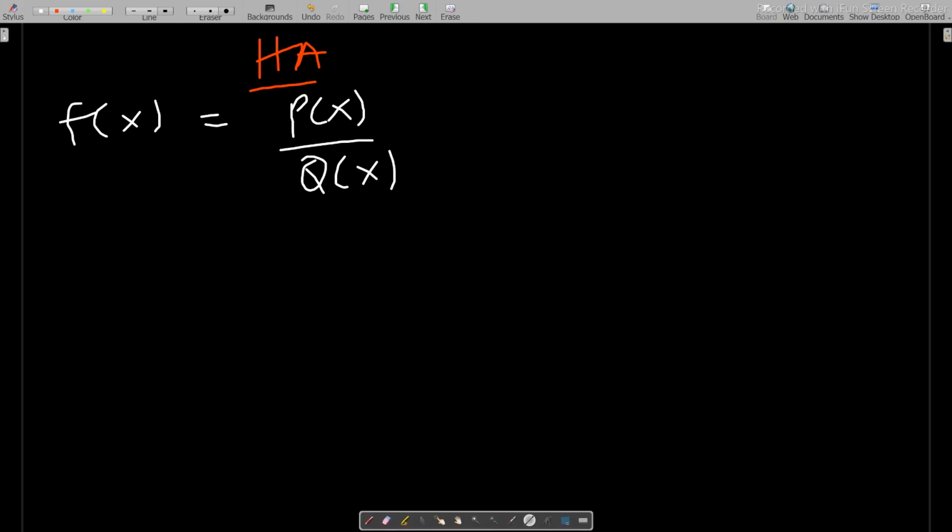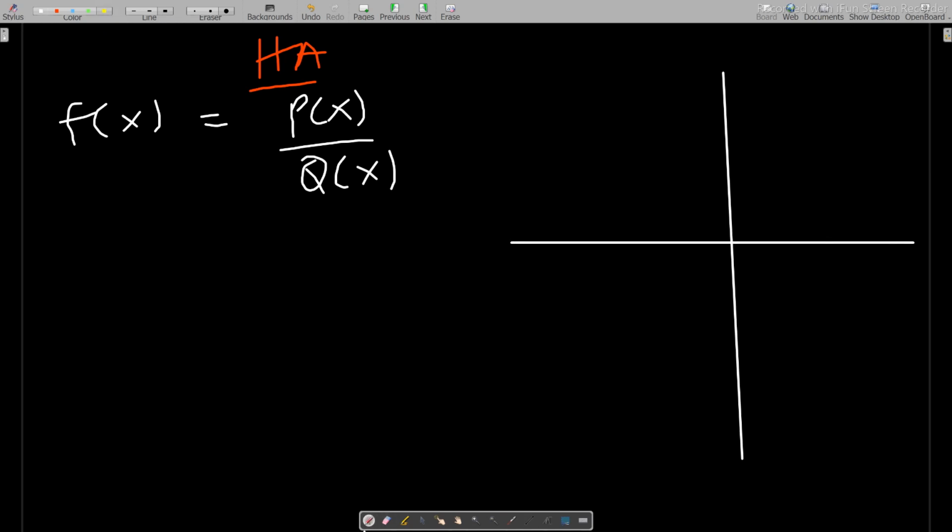Let me draw the graph first before I talk about how to find it. This is how the graph looks. If this is the x-axis and this is the y-axis, the horizontal asymptote with a constant is just y equals a or y equals b. Let me use b here, and if here is b, then our horizontal asymptote looks like this.